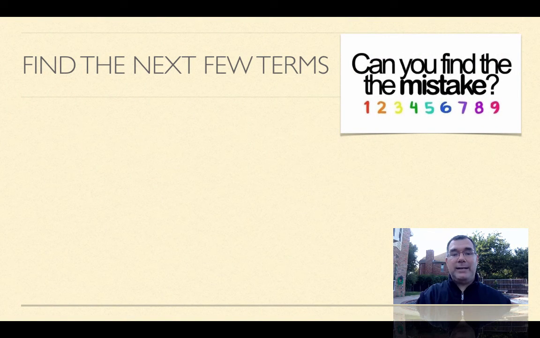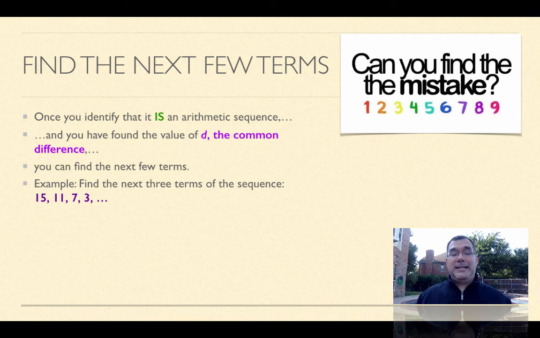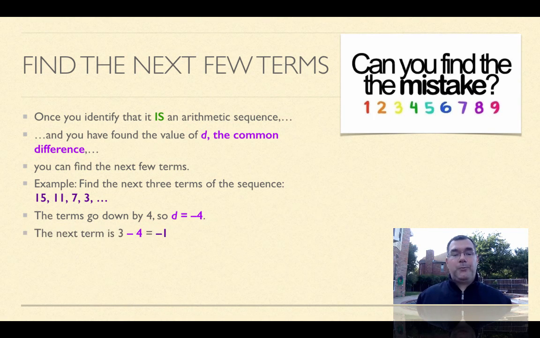Okay, so let's find the next few terms. That's another thing I could ask you to do. Once you know that something is an arithmetic sequence, you can find the next few terms in that sequence. So let's go through some examples. If I have 15, 11, 7, and 3, then it looks like all the terms are going down by 4. So my common difference is -4. Okay, so I just have to keep doing that, starting with the 3 and continuing the sequence.